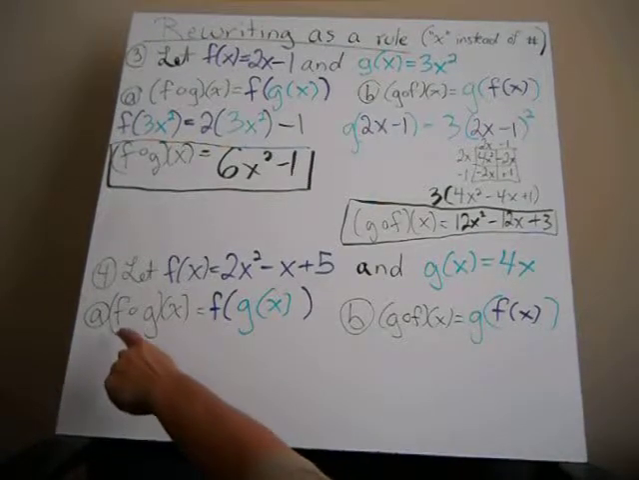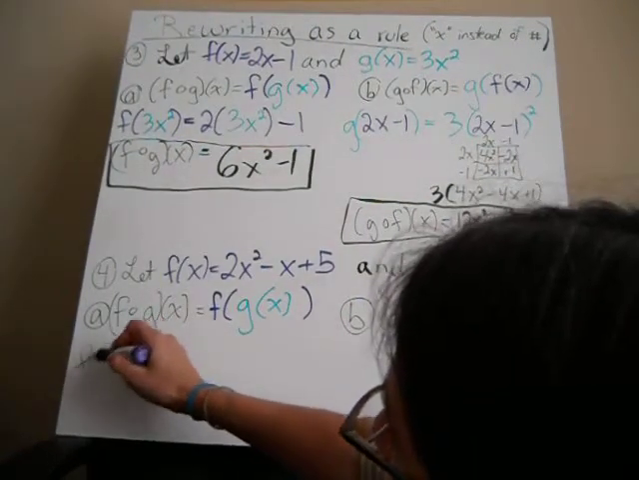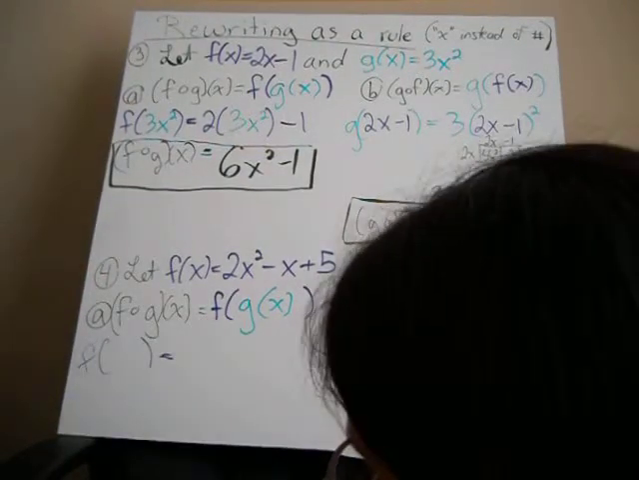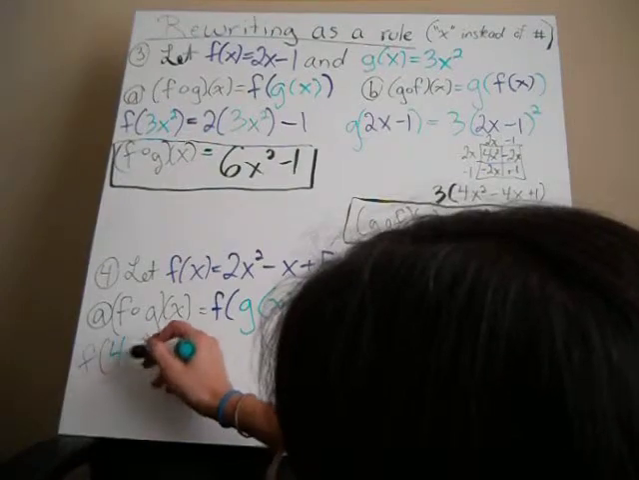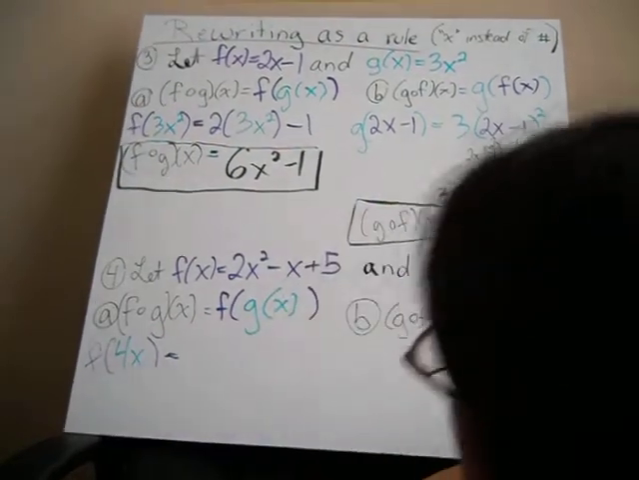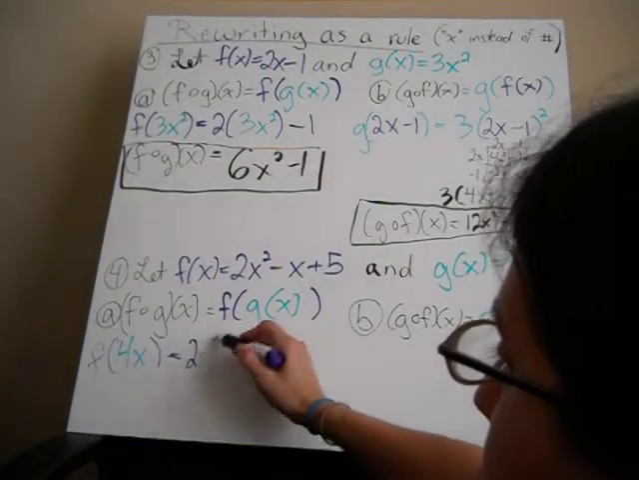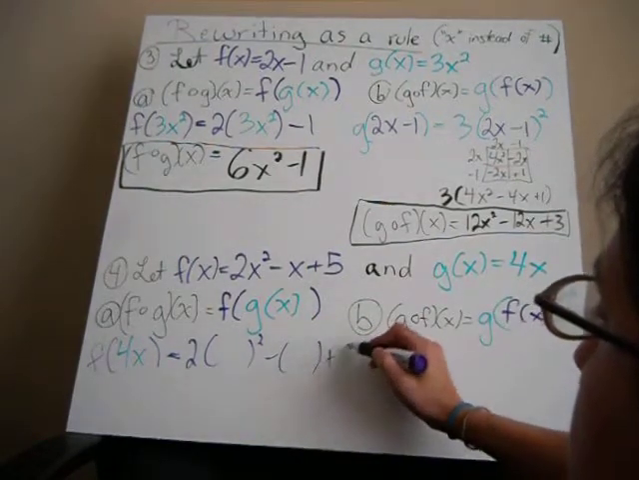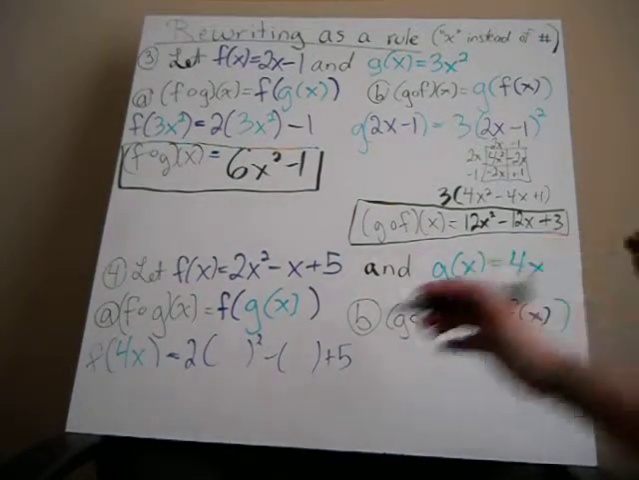So on part A here, we're doing f of g of x, and we're doing, again, f of g of x. So what's g of x? The g of x is 4x. In every single place there's an x here, we're going to be substituting in g of x. So that's 2 parentheses 4x squared minus 4x plus 5. So both of those x's, I'm going to have the 4x there.